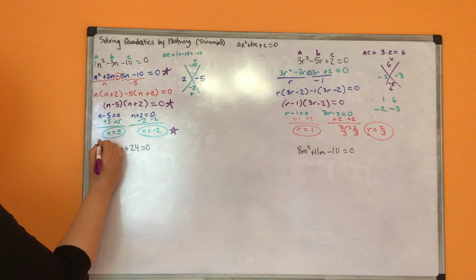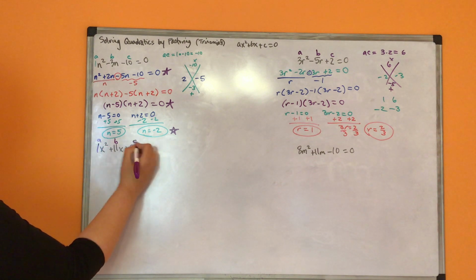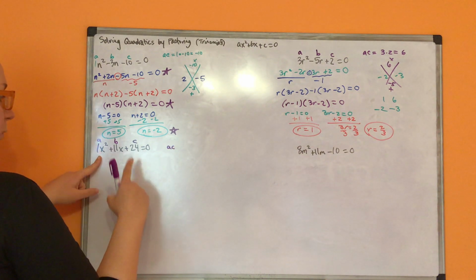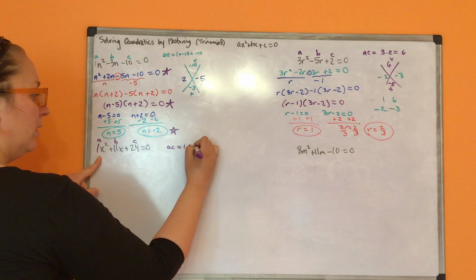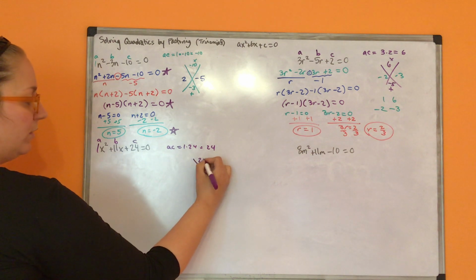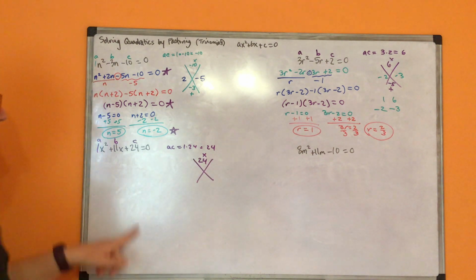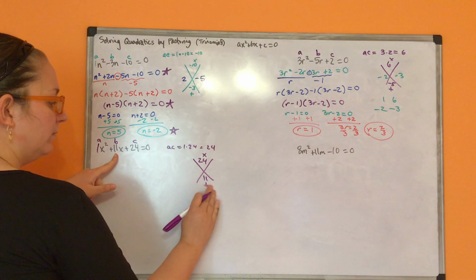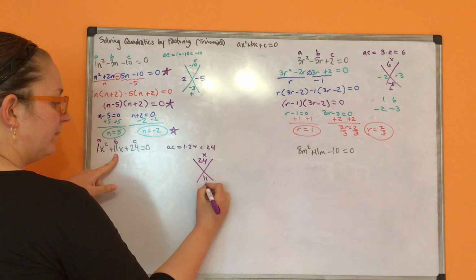Next problem, A is 1, B is 11, C is 24. So A times C is 1 times 24, which is 24. I need 2 numbers that multiply to give me 24, but add up to my B number, which is 11. I wanted that to be a plus sign.